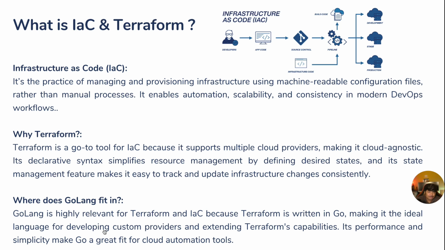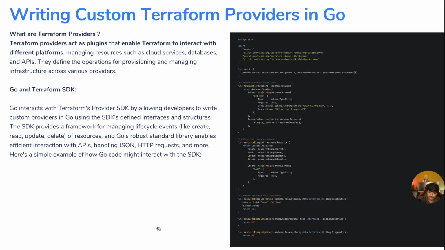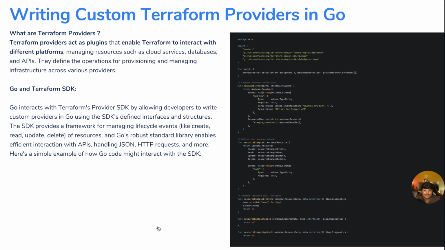Now, we're talking about infrastructure as code, we're talking about Terraform, but where does GoLang fit in? GoLang is highly relevant for Terraform and IaC because Terraform is written in Go, making it an ideal language for developing custom providers, which we're going to develop right now, and extending Terraform capabilities. Its performance and simplicity make Go a great fit for cloud automation tools. Now, without further ado, we'll jump into writing custom Terraform providers in Go. But before that, let me give you a basic theory.